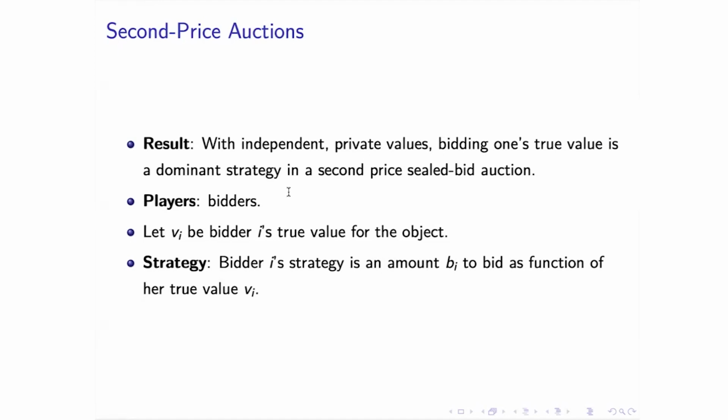But that is a result. That is not an assumption. Okay. So what is the strategy for each player? It's to decide Bi, which is how much to bid, as a function of the true value Vi of the bidder i.